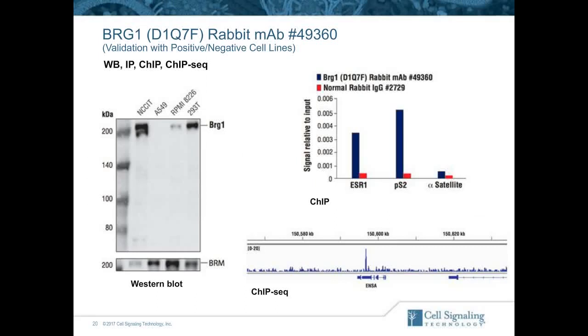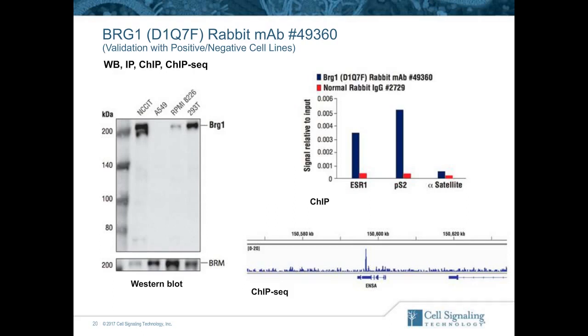Again, when selecting your antibody for ChIP, it's always good to look at validation data across different applications, as this often tells you more about the antibody's specificity and sensitivity. So here's an antibody that we have against BRG1. Again, it's a rabbit monoclonal antibody.